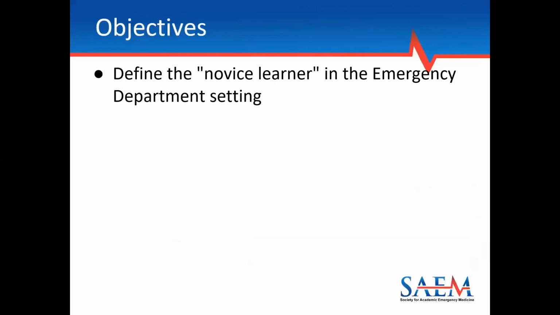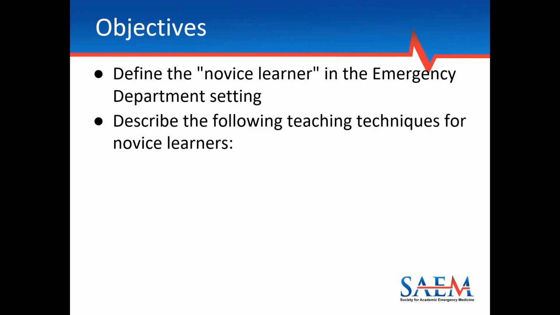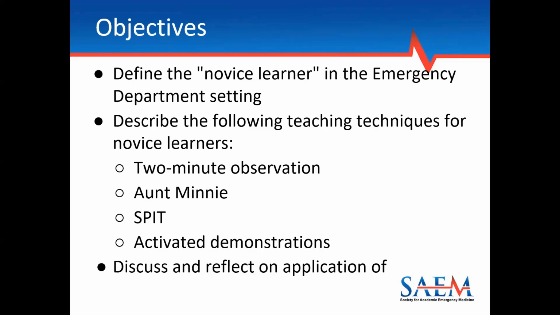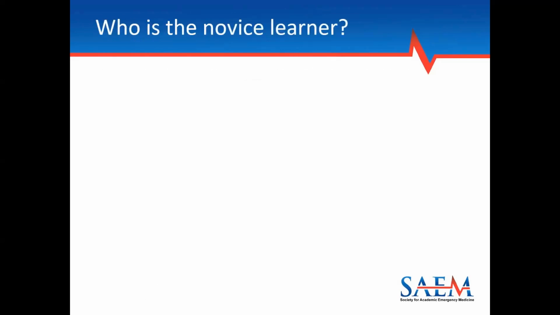So during this session, we plan to define who the novice learner is, talk about some of the baseline skills that they will be coming in with and some of their goals. We'll be covering 4 different teaching techniques to use with novice learners, including 2-minute observation, Aunt Minnie, SPIT, and activated demonstrations. We'll then have some time to discuss and reflect on some of the applications of the techniques that we cover today. So who is the novice learner?